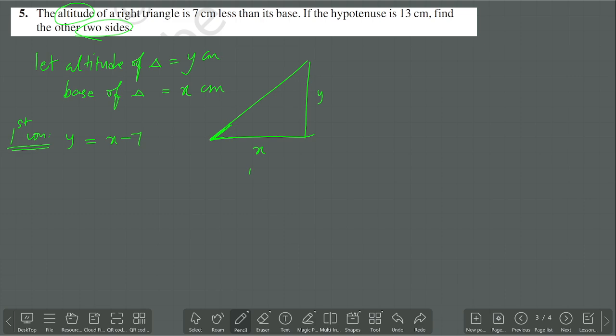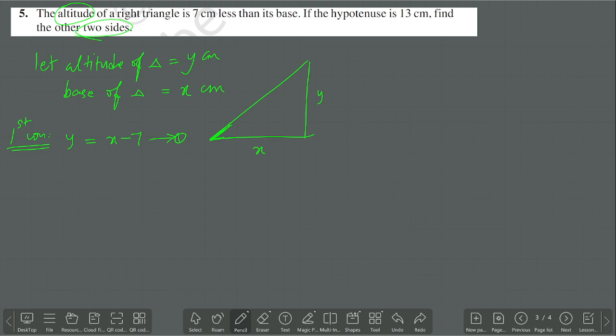Suppose this is 10, then what is altitude? 3. Like that they are telling. Do you understand the concept? Okay, the altitude of right triangle is 7 centimeter less than its base. This is the first condition. Okay, let it be.